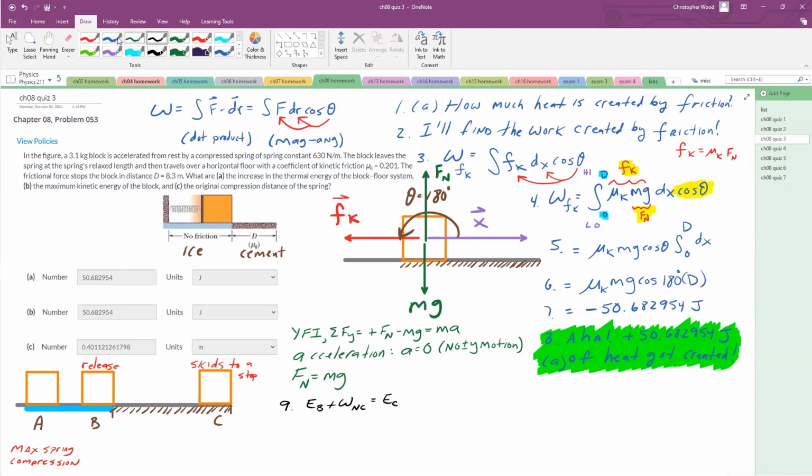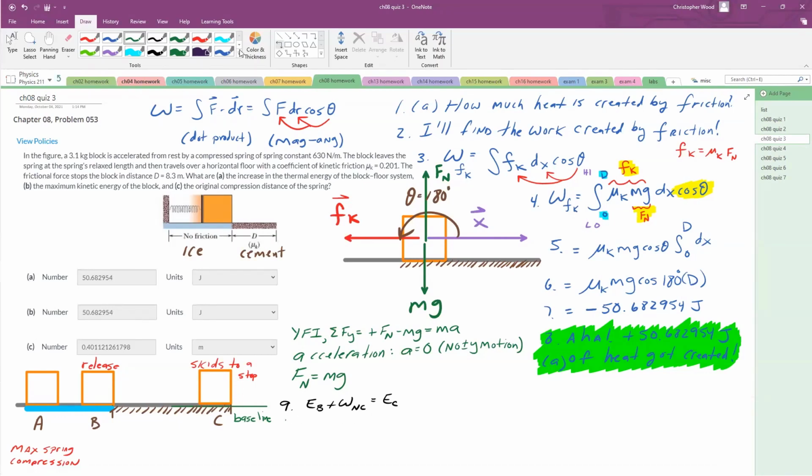I've got to stick to the recipe, which means I have to worry about a baseline. The baseline is pretty simple, nothing super fancy. Everything's just happening horizontally. There's no change in gravitational potential energy. All right, so let's keep going.